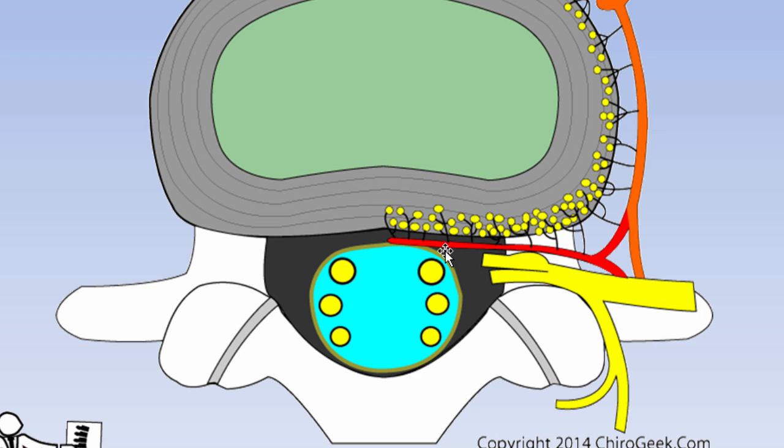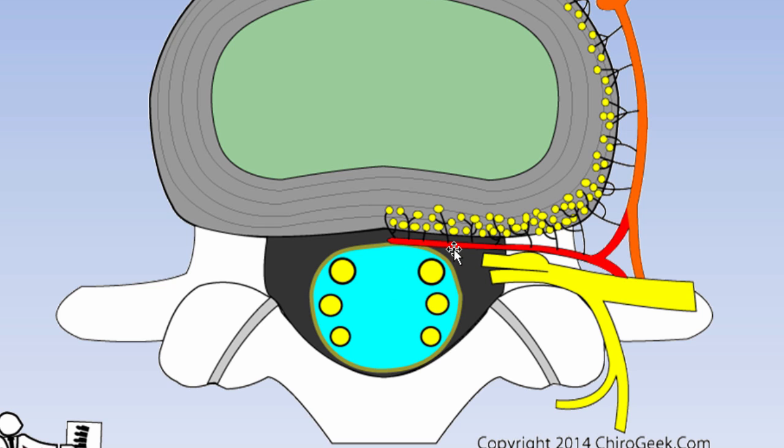Now, the traversing nerve root is right here, and that is getting ready to take off, but it's still protected and it's still within the thecal sac, so it has the advantage of having cerebrospinal fluid bathing it and surrounding it in greater quantities.